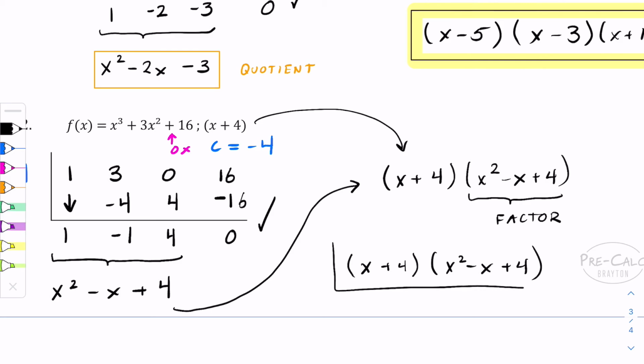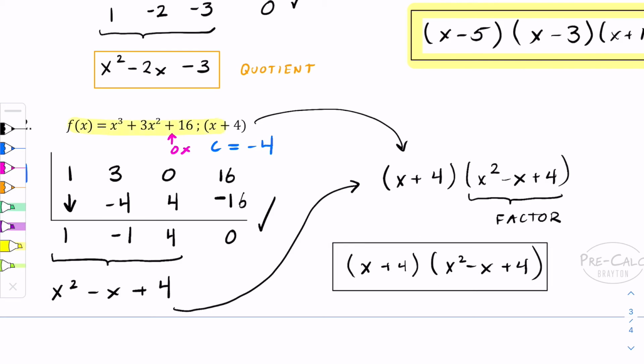If you were to multiply those two expressions together, you would end up back at your original expression of x cubed plus 3x squared plus 16.